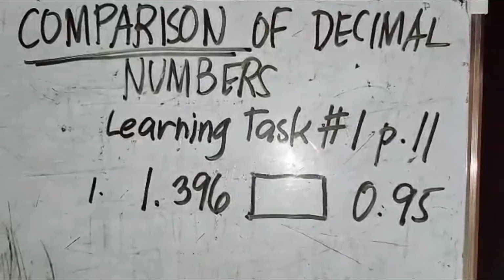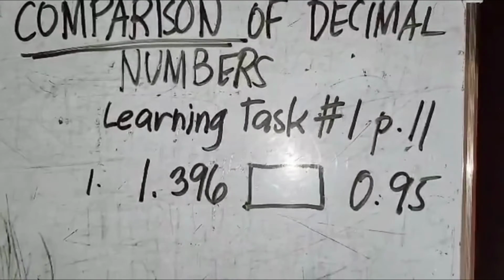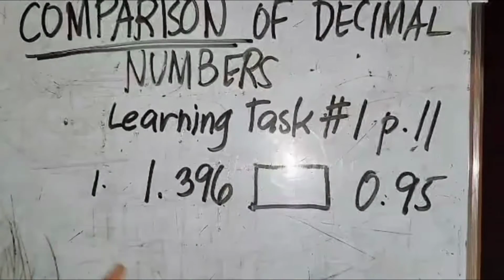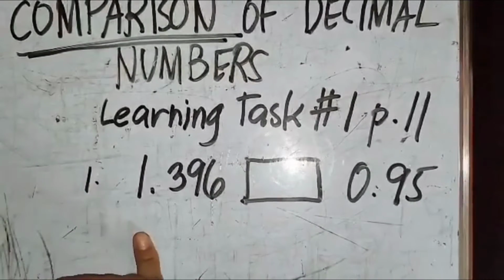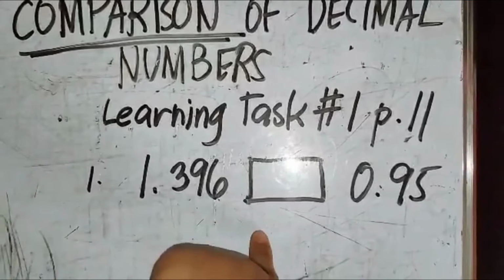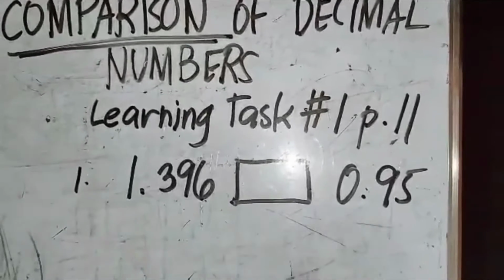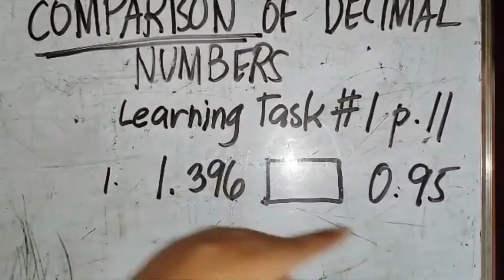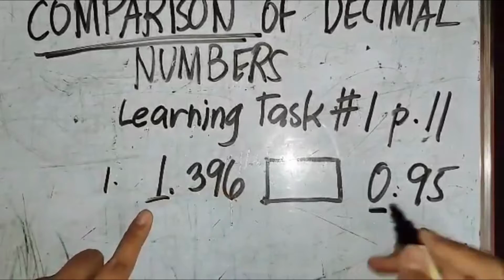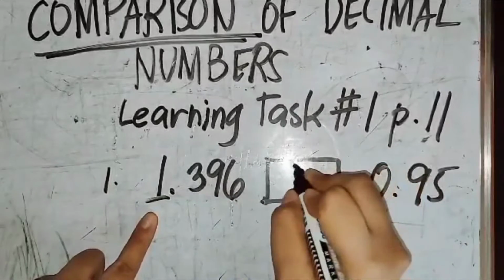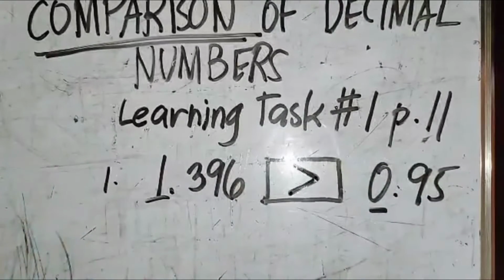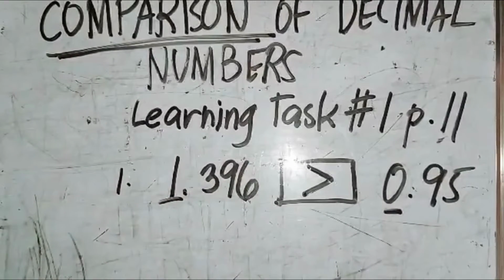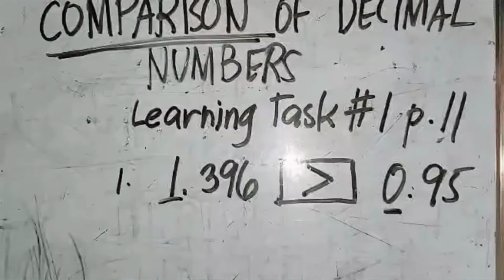Still on the comparison of decimals, so we're going to answer learning task number 1 on page 11. Number 1. O, nakita nyo na. So, we have here the given 1 and 396 thousandths compared to 95 hundredths. So, obviously, kita nyo na agad kung sino yung mas malaki. Ano? Since 1, tapos 0, yung nasa unahan. O, dito ka na kay 1. Doon mo ihaharap ang bibig. So, the answer is greater than. Ano? So, for numbers 2 to 10, kayo na po ang bahala.